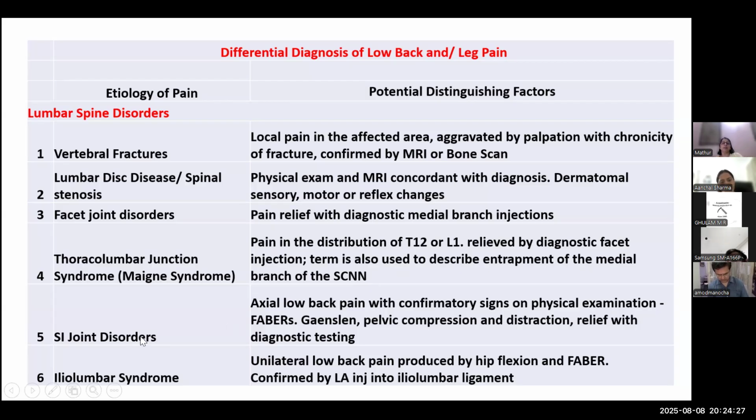We also need to rule out SI joint disorders, in which there will be axial low back pain and confirmatory signs on physical examination, like FABER, Gaenslen, pelvic compression, and distraction tests. All those tests we need to know to rule it out. Iliolumbar syndrome, in which there will be unilateral low back pain produced by hip flexion, and the FABER test will be positive, again confirmed by local anesthetic injection into the iliolumbar ligament relieving the pain.